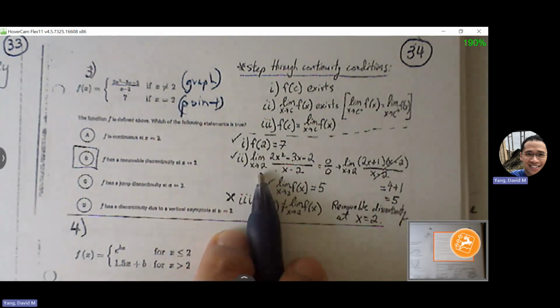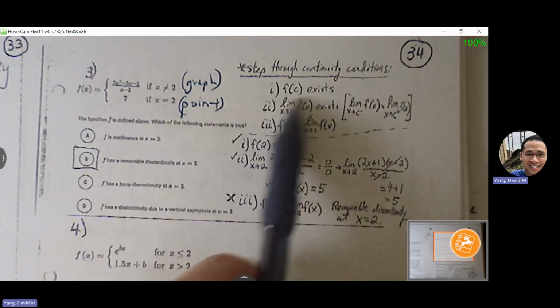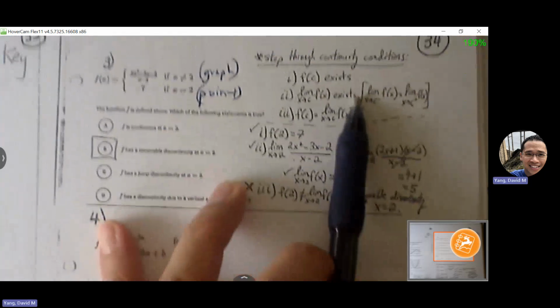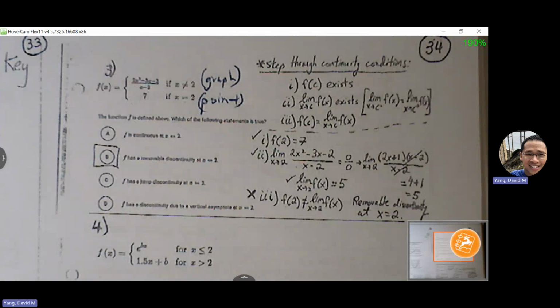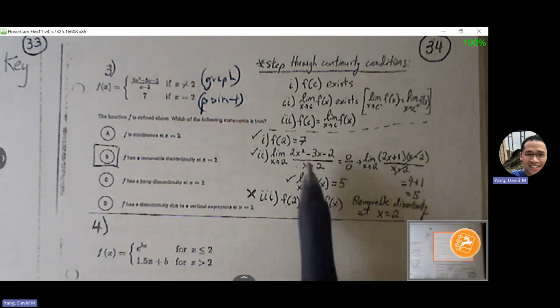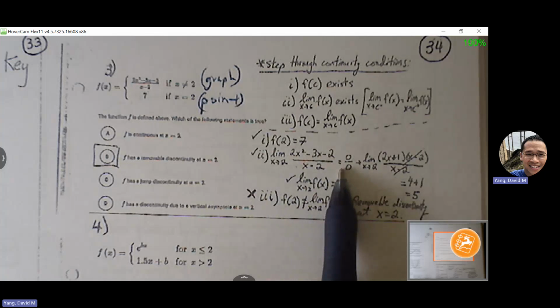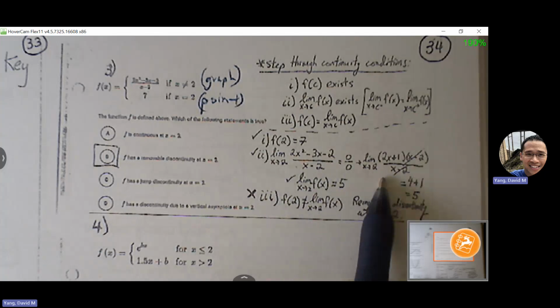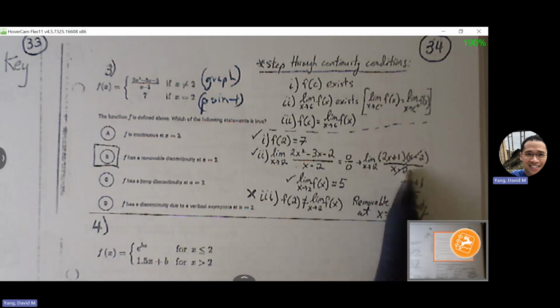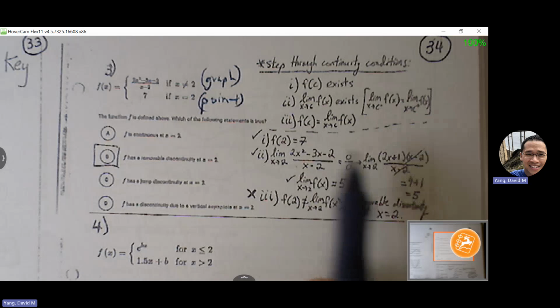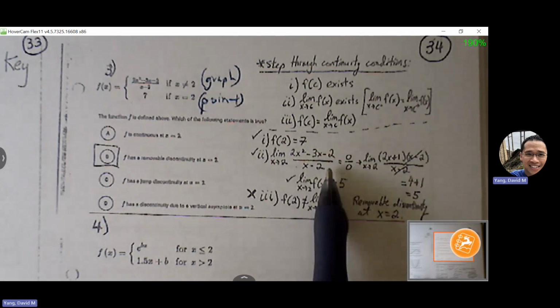Second statement, does a limit exist? So limit as x approaches 2. There's no need for a one-sided limit because we don't see greater than and less than in our piecewise. So just use the first piecewise function. First thing you do is evaluate. If you get 0 over 0, you can do L'Hopital's rule. I just decided to go through factoring, but either way, if you do L'Hopital's rule, take the derivative and reevaluate, you're going to get a limit of 5.